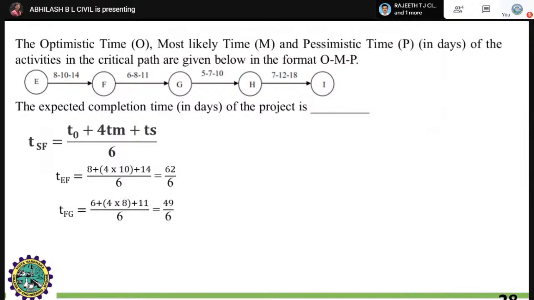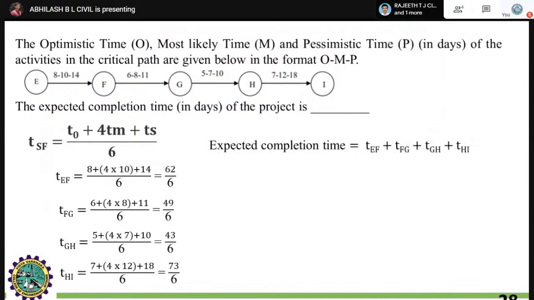Next, FG, similarly 6, 8, 11: optimistic, most likely, pessimistic. 4 times the most likely is 4 multiplied by 8, plus 6, plus 11, divided by 6. Similarly, you have to calculate it for the GH activity and the HI activity.